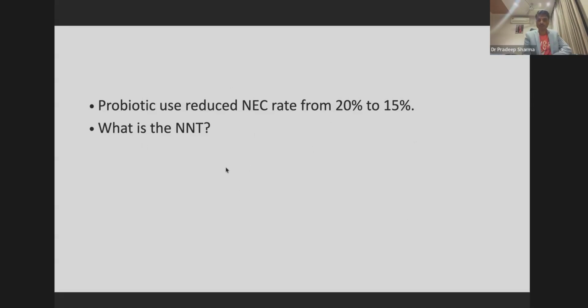And the number needed to treat is 1 upon absolute risk reduction. So 100 upon 5, that means 20. Very good, Dr. Hima. So this means I need to give probiotics to 20 babies to prevent one NEC case. This is the number needed to treat. The lesser this number, the more efficacious your intervention is.